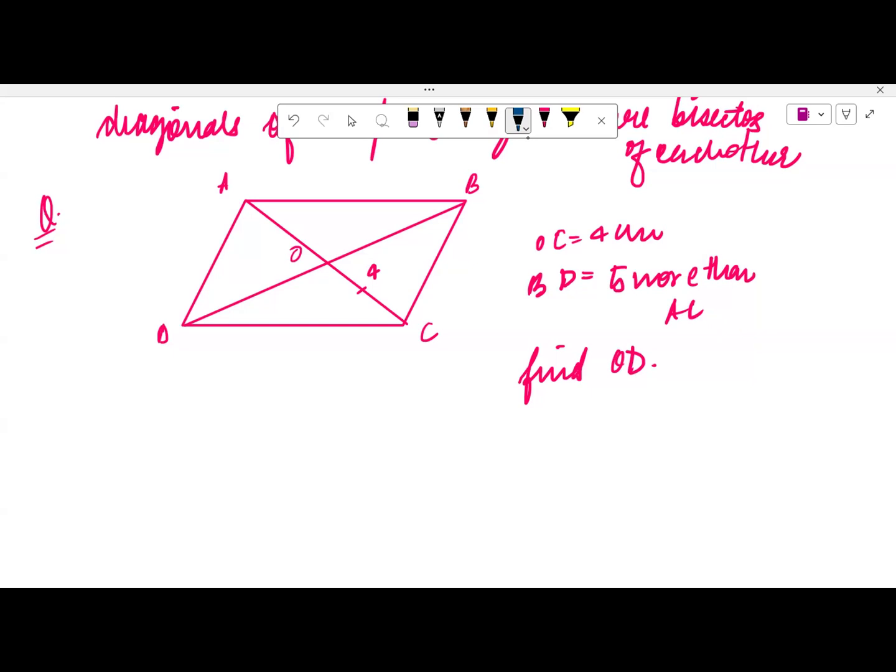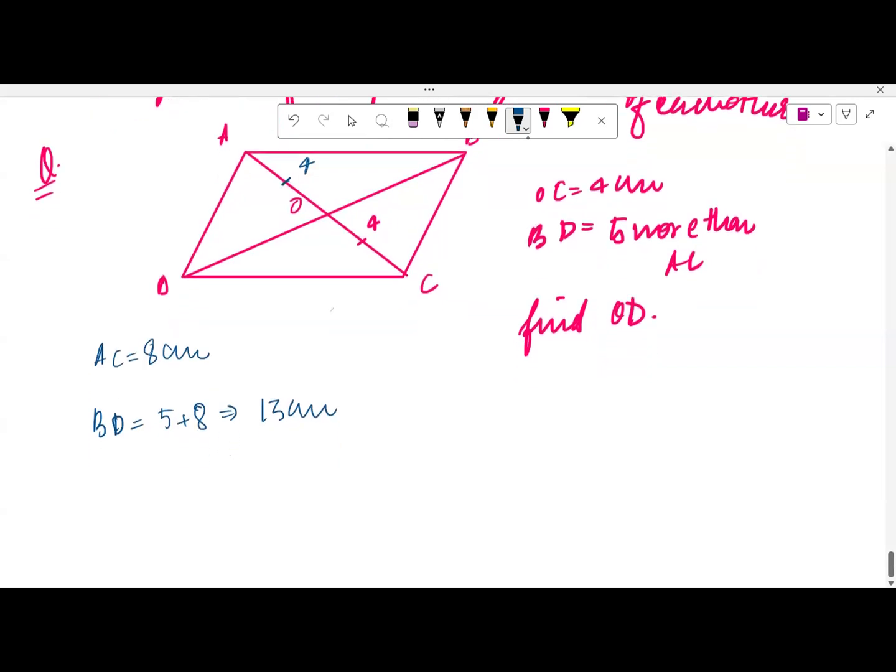Okay, look here. We have OC is 4 centimeters. So if OC is 4, what is OA? 4. So AC is also 8 centimeters. Now what is BD? BD is 5 more than AC. That means 5 plus 8, 13 centimeters. So if BD is 13, what is OD?